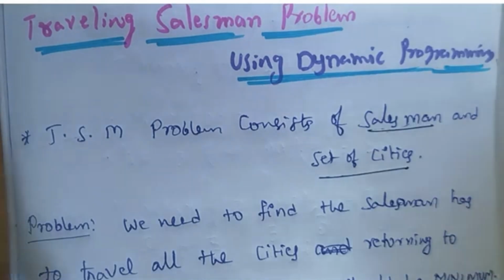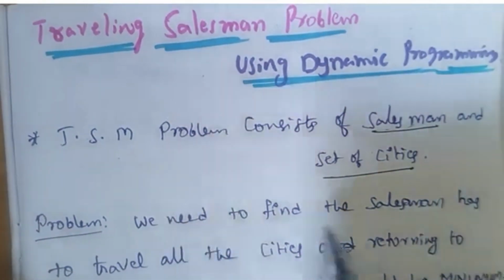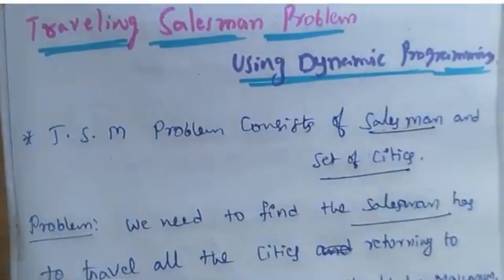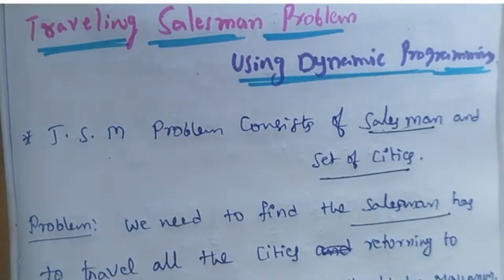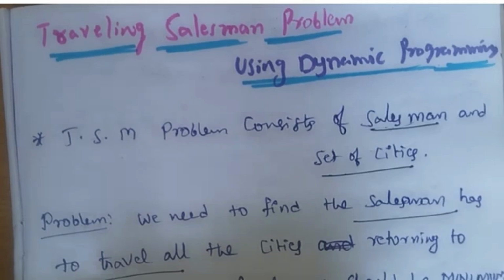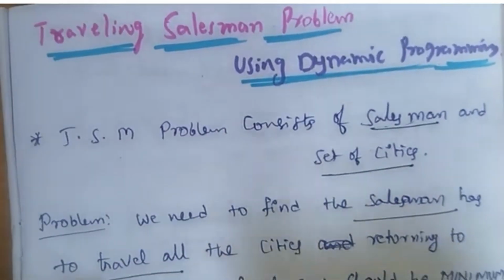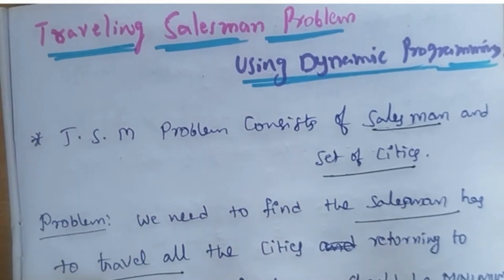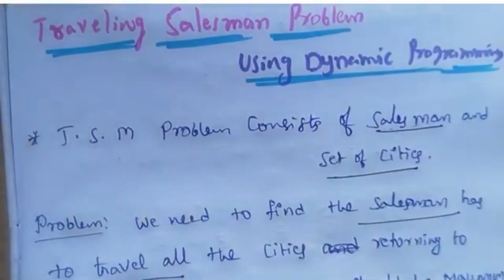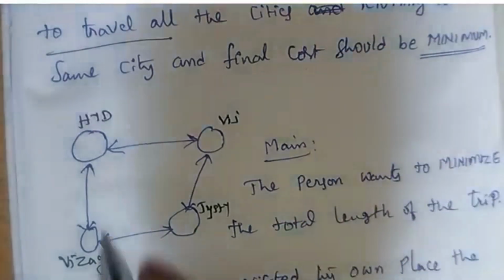Here the problem is that we need to find out how the salesperson travels to all the cities and returns to the same city. For example, take four cities: Hyderabad, Vijayawada, Tirupati, and Vizag. Assume these are the four cities. Here the salesperson is located in Hyderabad.